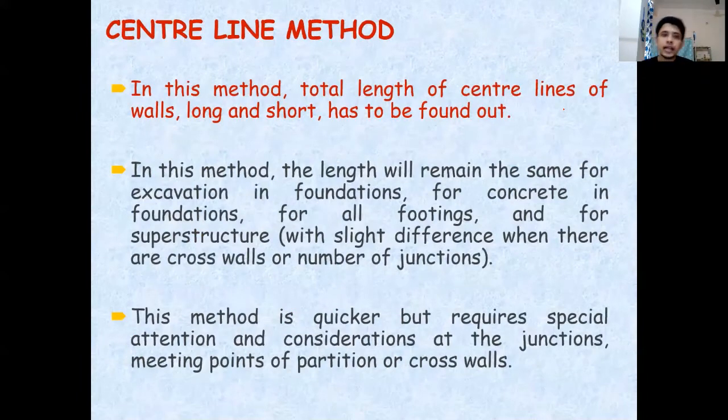Then in the centerline method, we measure the center to center length of the lines, be it a long side or short side, and then multiply it with the breadth and height to get the volume of the work. Now this method is quick, but we should be careful because we may make errors in this type of calculation.